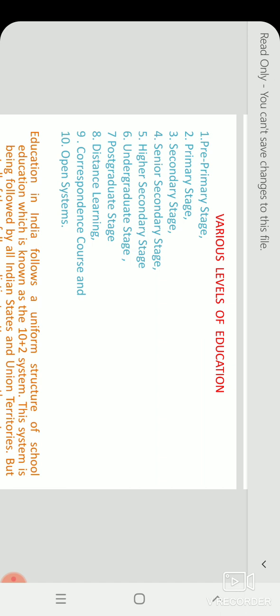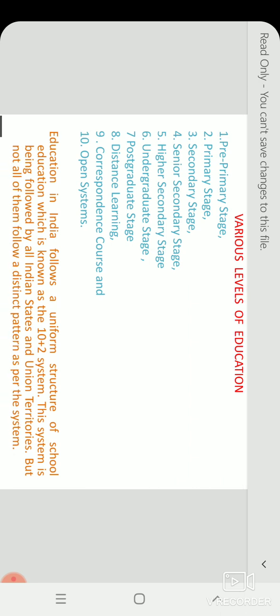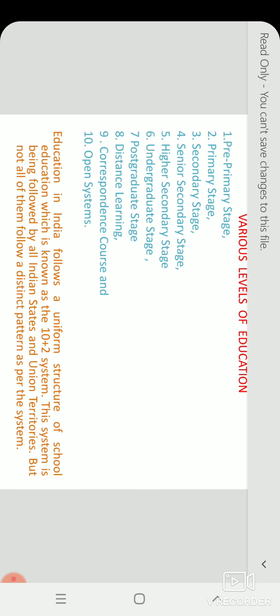And the education in India follows a uniform structure of school education, which is known as the 10 plus 2 system. The educational stages can be divided into many stages. That is the pre-primary stage, primary stage, secondary stage, senior secondary stage, higher secondary stage, undergraduate stage, postgraduate stage, distance learning, correspondence course, and open system. These are the different levels or stages of education in India.